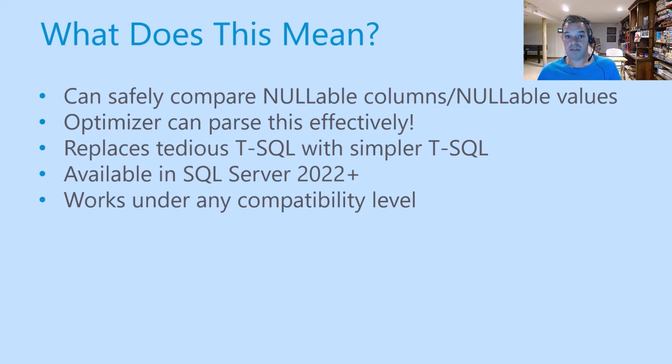It simplifies your SQL. It's available in 2022 plus, and as an additional bonus, if you happen to be in 2022 but you're in a lower compatibility level for whatever reason, maybe you just upgraded recently or you have some compatibility issues, it will still work. You can be in 2008 R2 compatibility level while running SQL Server 2022, and you can use IS DISTINCT FROM and IS NOT DISTINCT FROM, and it'll work perfectly fine.